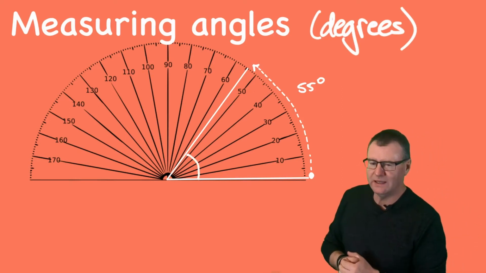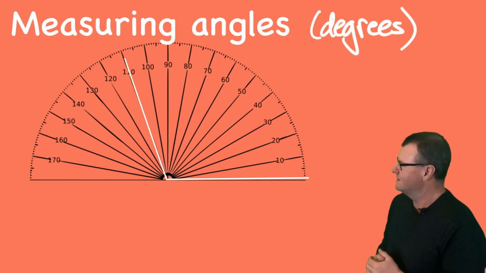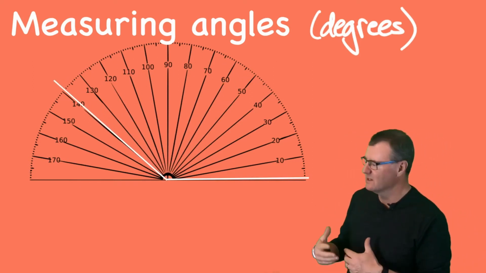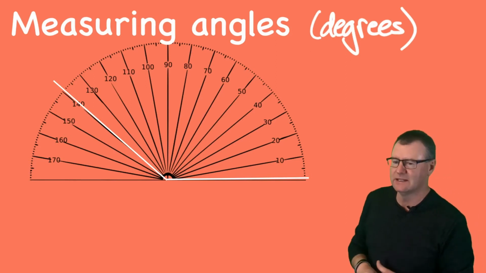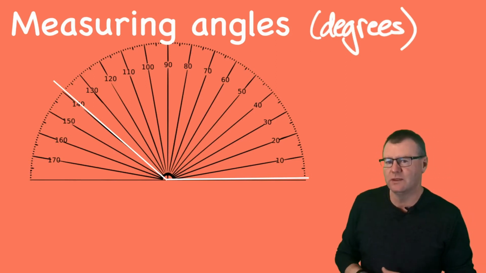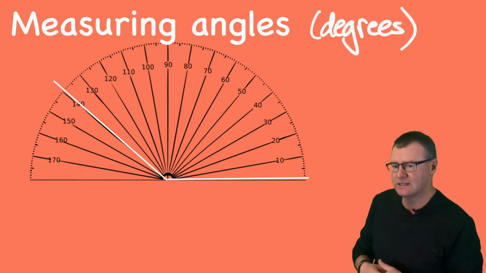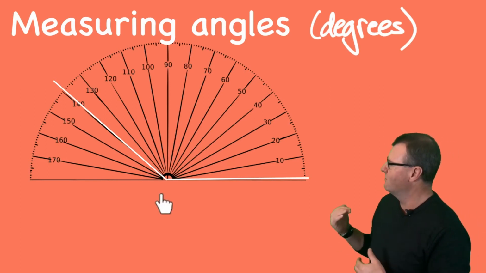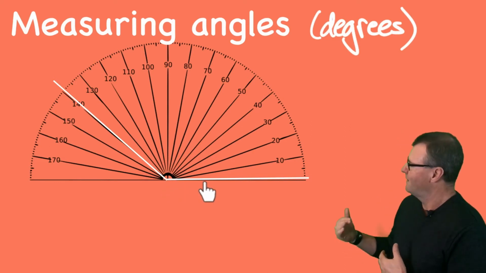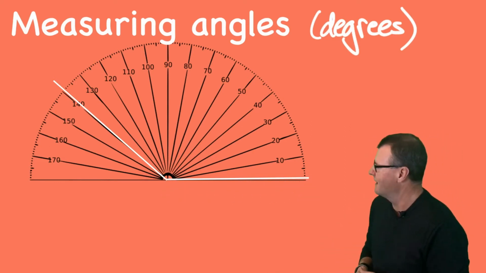What about this one here? This one is what we call an obtuse angle because it's more than 90 degrees, but it's still less than 180. But I can still apply the same method with my protractor. I place the center point on the vertex, making sure that the base of the protractor lines up with the base on one of the arms of my angle.